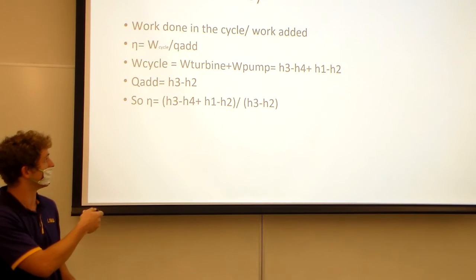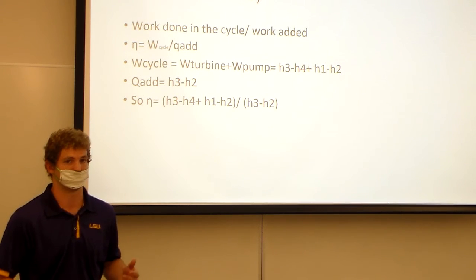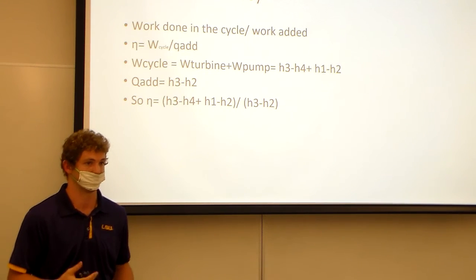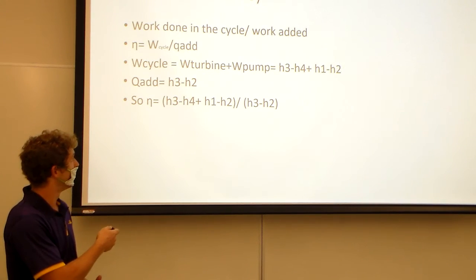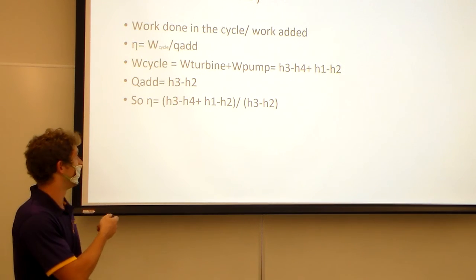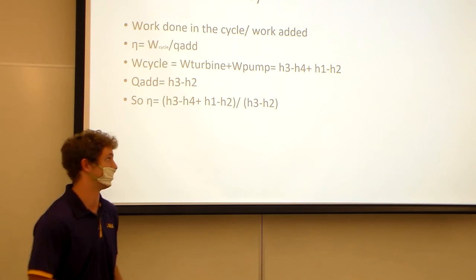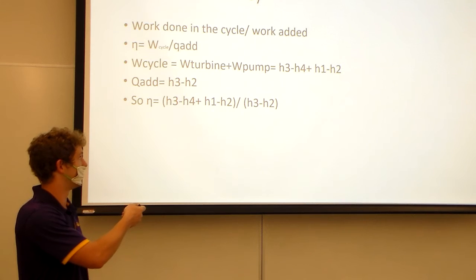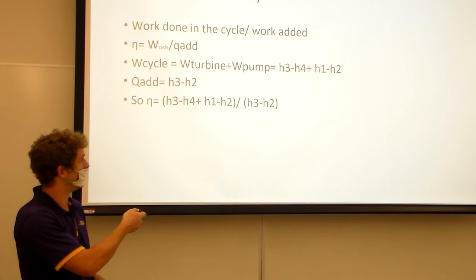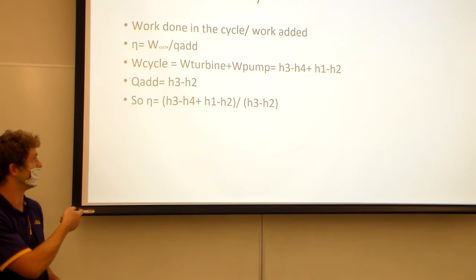The work of the cycle is going to be the work of the turbine plus the work of the pump. When I was doing this for the first time, I messed it up because I did work of the turbine minus work of the pump. So try to be consistent with your signs, because with the work of the pump, you're putting work in, and with the work of the turbine, you're having work put out. So it's going to be consistent as long as you're consistent with it. And this is the formula for it: the work of the turbine plus the work of the pump here. And the Q added has to do with the steam generator.